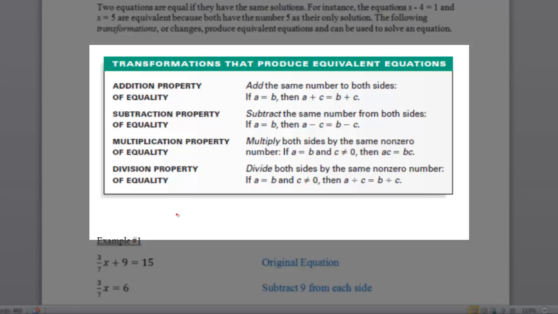And so if you may recall from previous classes, you may have heard it called the golden rule of algebra. And what the golden rule of algebra is basically is whatever you do to one side of an equation, you must do to the other side of an equation. Now, one of the things that you also want to keep in mind is if you start a problem with an equal sign, you must finish the problem with an equal sign.